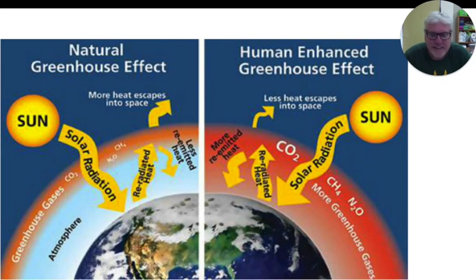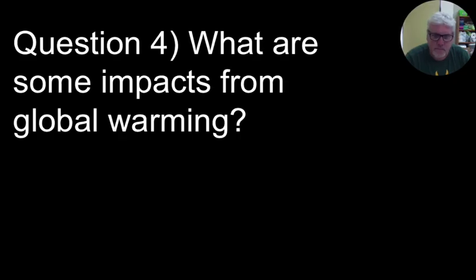And just like the picture of the greenhouse that showed clear plastic that was trapping heat, these greenhouse gases are going to maintain heat. And again, you can see that very small arrow leaving from the atmosphere back into space now on the right side. It says less heat escapes into space. So more of it is trapped. Human enhanced, human caused, okay? Our activities. So what are some impacts from global warming?